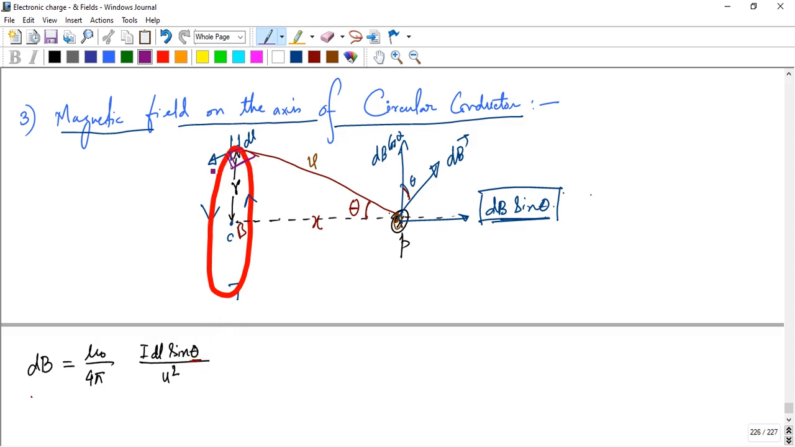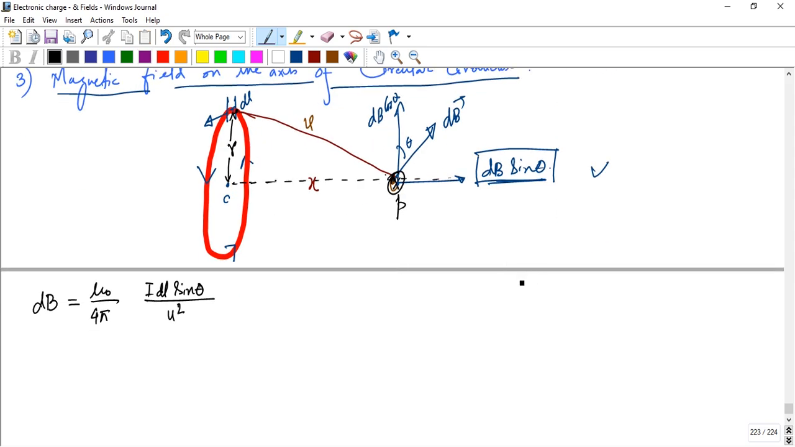So between I dl and u the angle is theta, which is 90 degrees. Do not confuse that theta with the other angle; these two angles are different angles. That theta is 90 degrees, pi by 2. So sine 90 is 1, and we get I dl by u square.